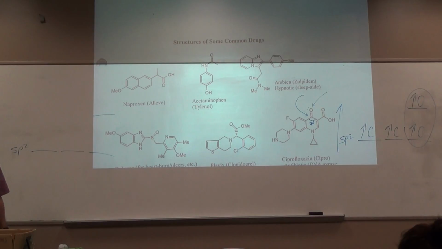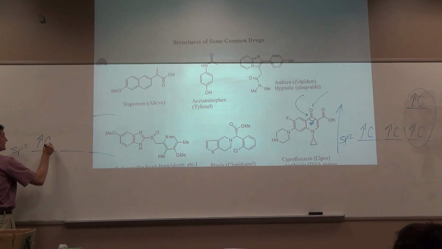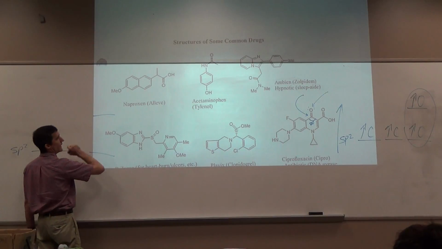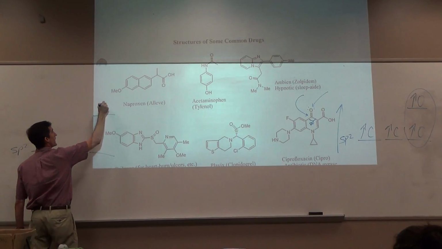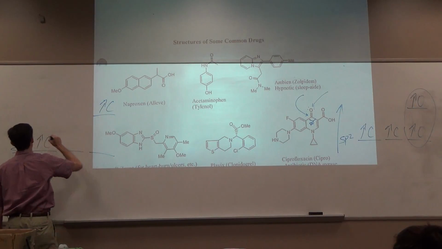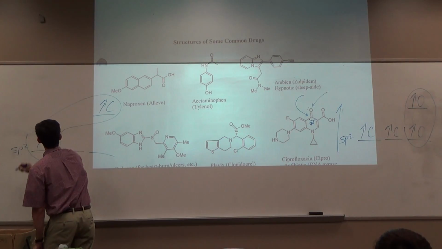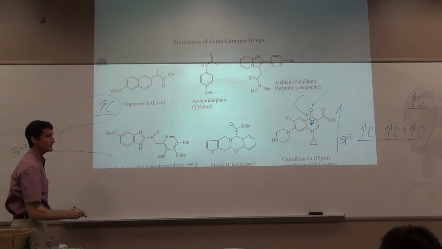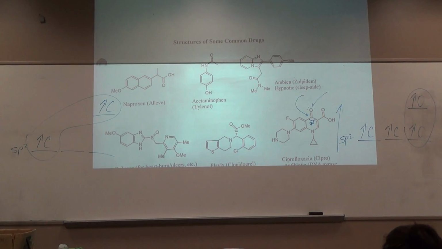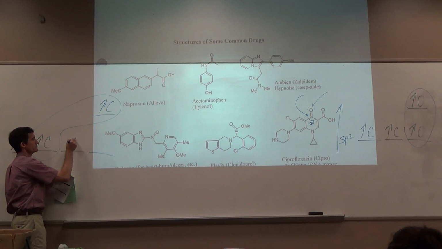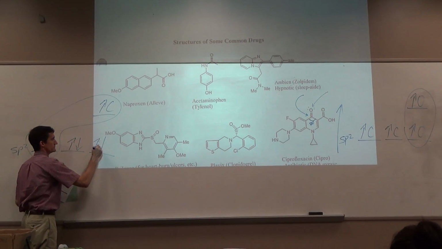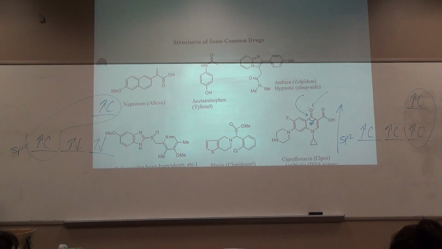What type of bonds do you see the oxygen making? Sigma bond to carbon. And what other type of bond? Pi bond to carbon. And this here is what? That's your double bond to carbon. We're talking about oxygen. Okay? So where are the lone pairs? They're in hybrids. Okay? That's it.